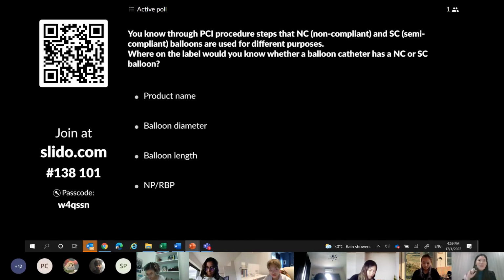So, let's move on. In this question, you know that in PCI procedures, the NC balloon, the hard balloon, and the SC balloon, the soft balloon, are used for different purposes. How would the doctor know that this balloon catheter has an NC or SC balloon? You know what I mean? On the label itself, how do I know that it's actually a soft balloon or a hard balloon?